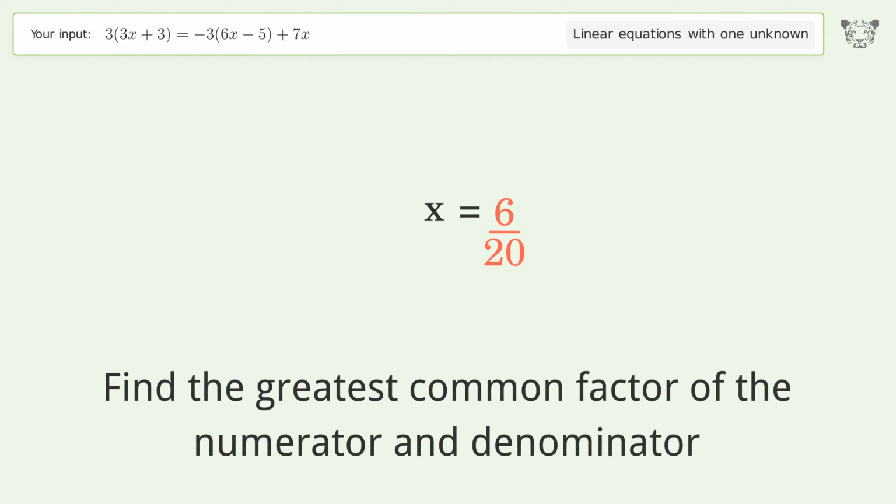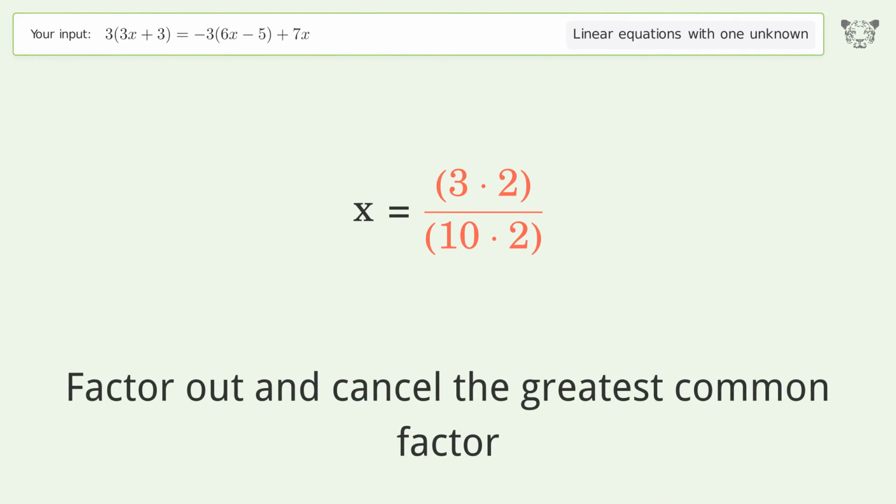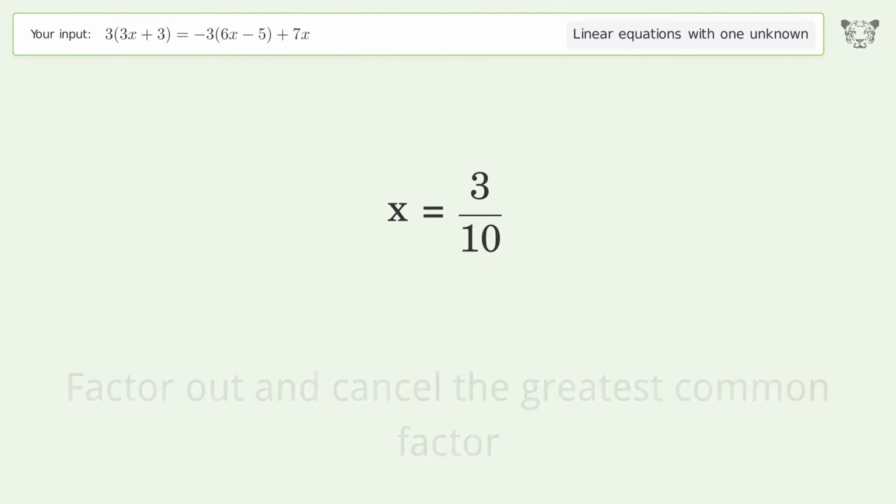Find the greatest common factor of the numerator and denominator. Factor out and cancel the greatest common factor. And so the final result is x equals 3/10.